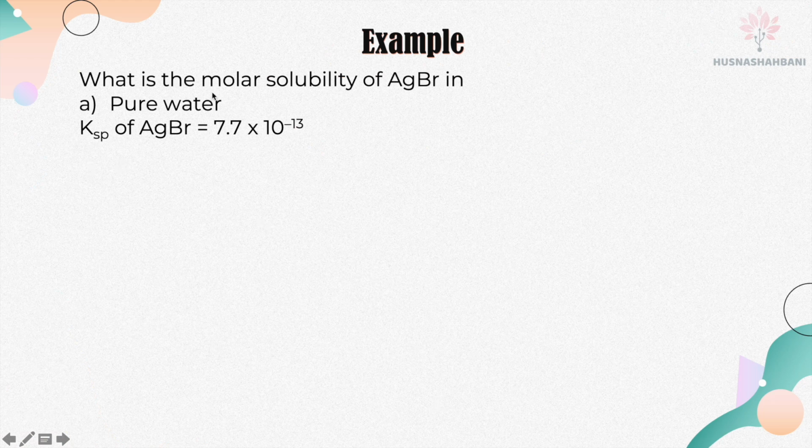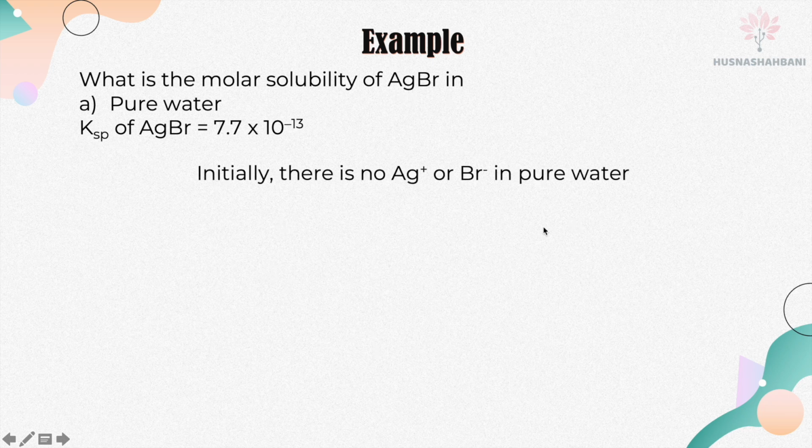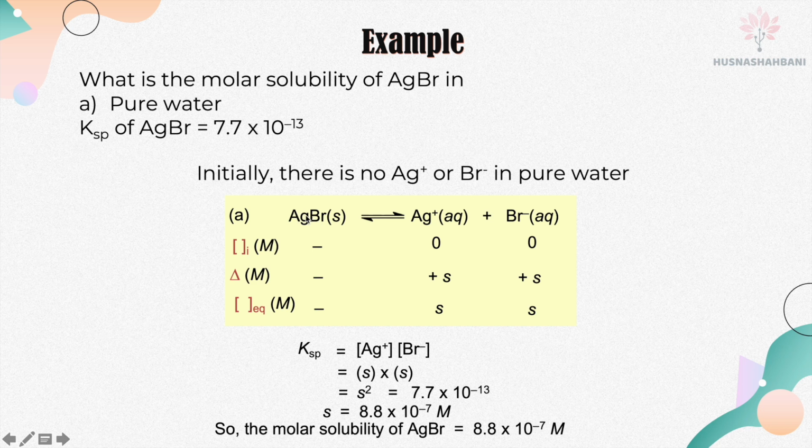For example, what is the molar solubility of AgBr in pure water, given KSP is 7.7 times 10 to the power of negative 13? Initially in pure water, there is no AgBr at all. So this is the solubility equation: AgBr becomes Ag+ and Br-. In pure water, 0 Ag+ and 0 Br-. Initially, there's no Ag+ and Br- in pure water.